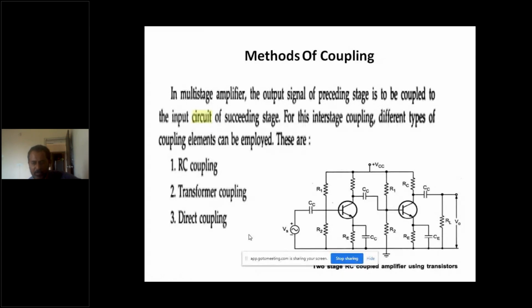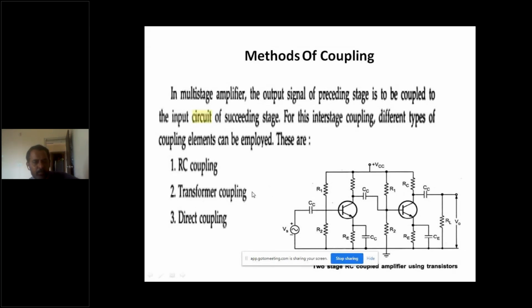It means sometimes you may assume it's always better to go for transformer coupling. Not at all. Transformer coupling has a serious problem: you never get a flat frequency response using transformer coupling. It means the gain will not be constant at various frequencies. You get some kind of resonant response, meaning you get a maximum gain at some particular frequency. After that, gain starts reducing. You never get a flat response.